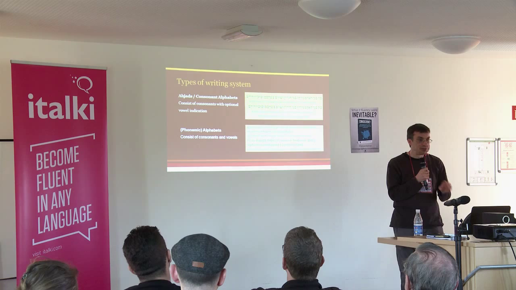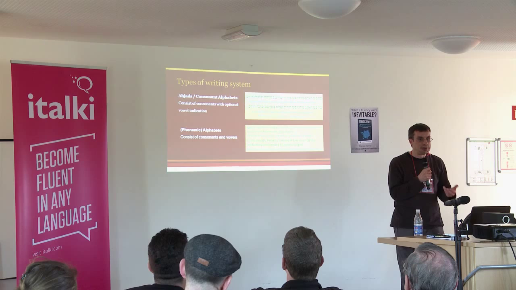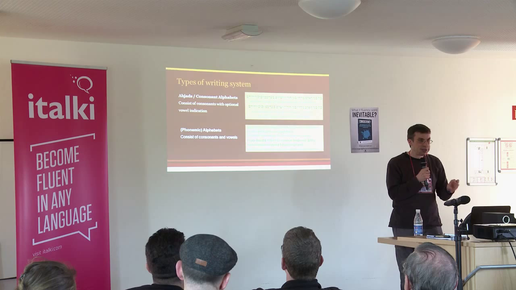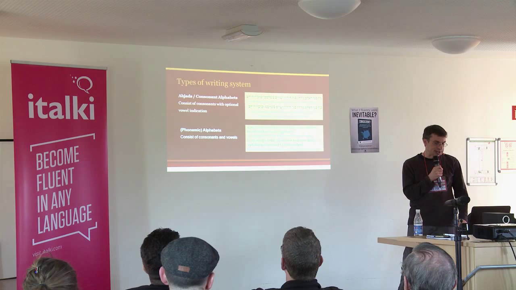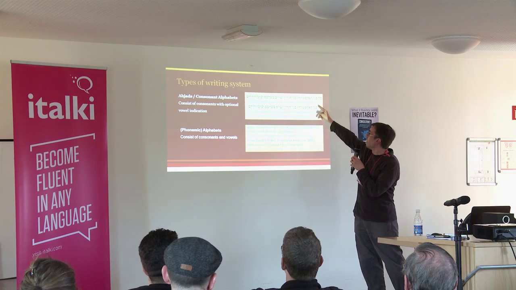Some of the vowels are represented by consonants. So for example, an E sound is represented by a Y, and an U sound by a W, and so on. But the short vowels are not written. The lower one has the vowels written in them, and they're the dots and things above and below the letters.